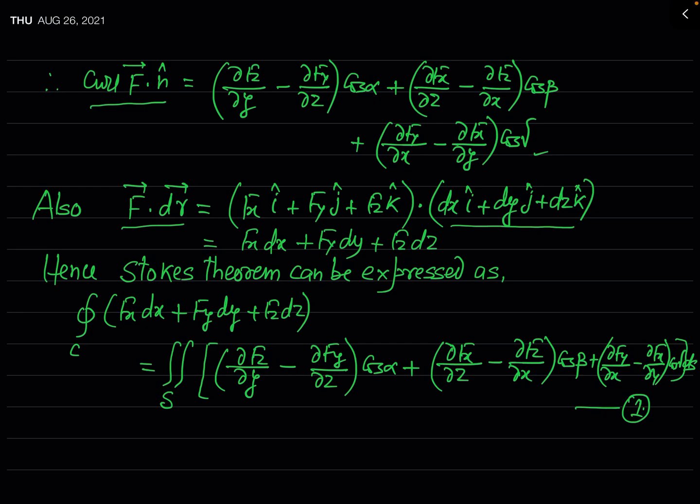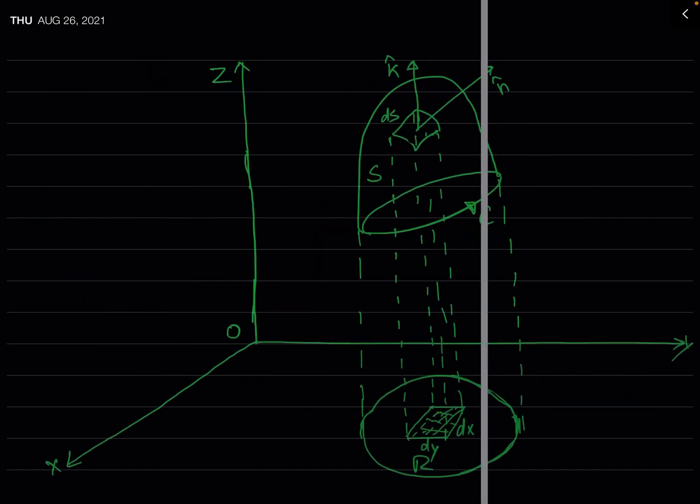So now after getting the values of curl F dot n hat and F dot dr, you can express Stokes theorem in this manner. Instead of F dot dr, we will write Fx dx plus Fy dy plus Fz dz, as you have seen here, and instead of curl F dot n hat, you can write this expression which you have just calculated. So this is an alternative form of Stokes theorem. We will prove this result, because it has been obtained from the original statement of Stokes theorem. Now let us see how we can prove this result.